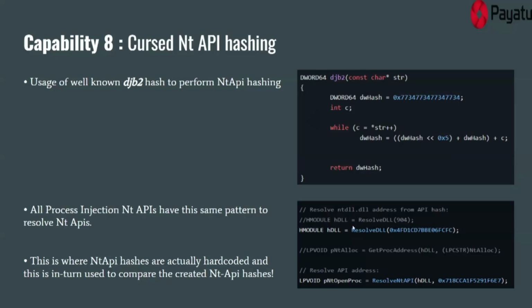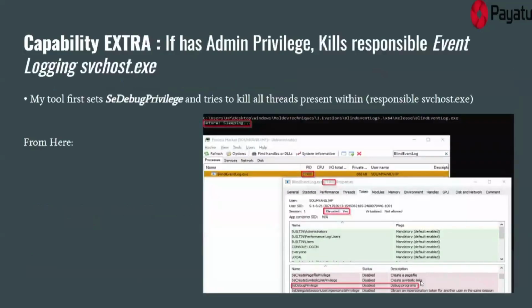And these are two functions, resolve DLL. So this function actually helps us to resolve NTDLL or any DLL if you want, and you just have to give a hash in this particular area. And resolve NT-API actually helps us to resolve any API you want from any DLL. So yeah, these are the two functions to resolve DLL and NT-API.